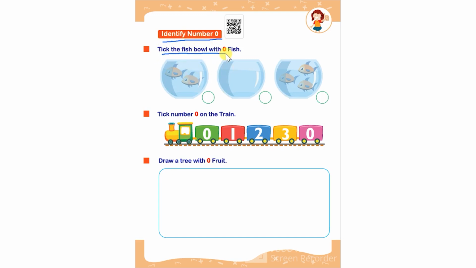Tick the fish bowl with 0 fish. So over here the child has to tick the fish bowl with 0 fish. So it is this one, the second one. Tick the number 0 on the train. So this is the number 0. Over here as well. Draw a tree with 0 fruit. So here the child has to draw a tree with 0 fruit, that is no fruit.